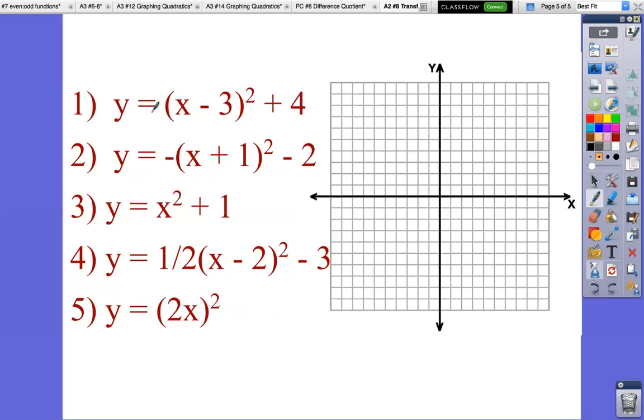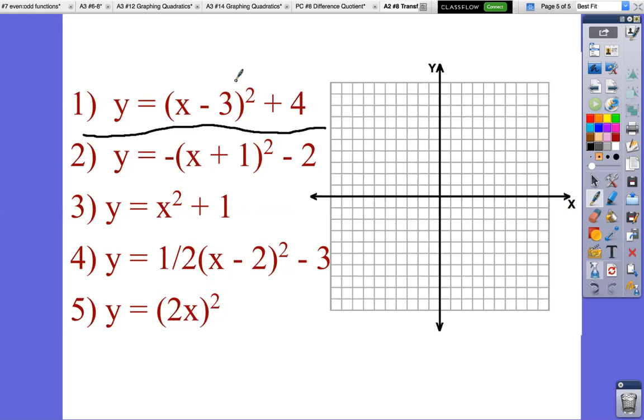But I want you to start before your pen or pencil ever touches the paper. Start by figuring out what this should look like. You should be able to rattle off information right now. Does this open up or down? Up. How do you know it opens up? Because it's positive. Because A is positive.